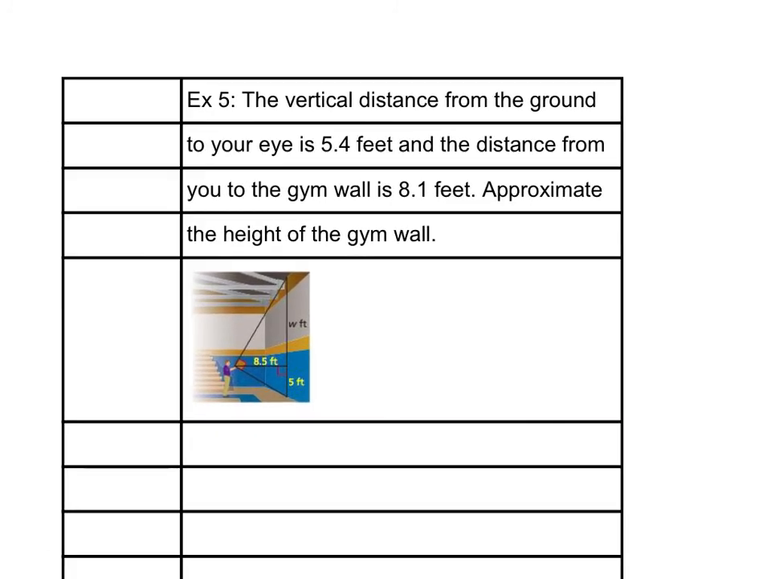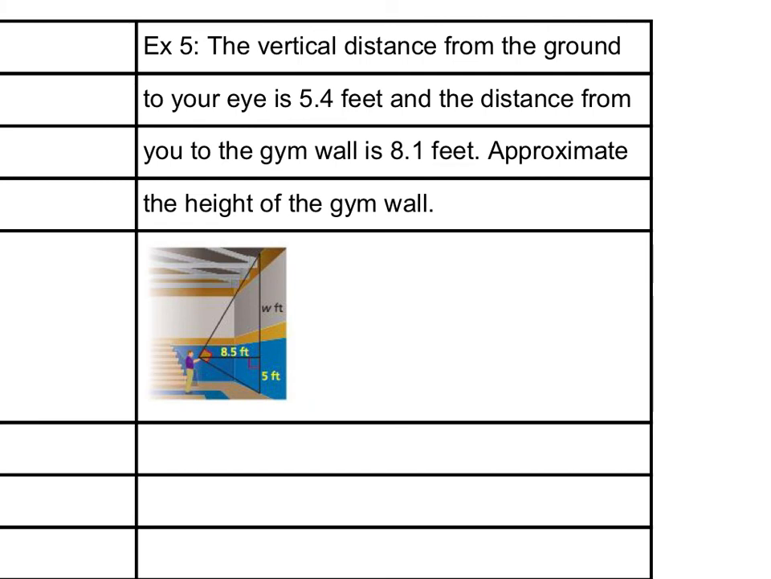The vertical distance from the ground to your eye is 3.4 feet. So we're doing a word problem here. The vertical distance from the ground to your eye is 3.4 feet, and the distance from you to the gym wall is 8.1 feet. Approximate the height of the gym wall. So again, this is a triangle, so the altitude here is 8.5 feet.